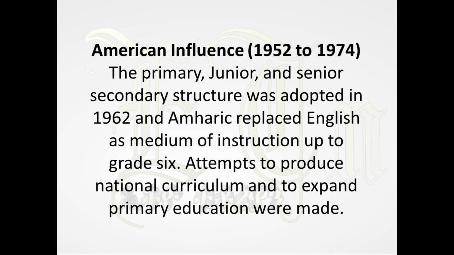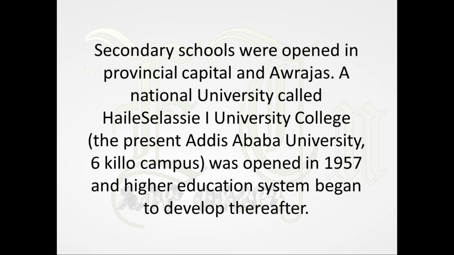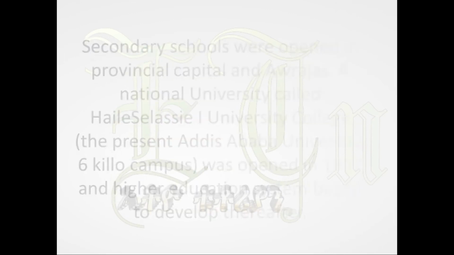Amharic replaced English as the medium of instruction up to grade 6. Attempts to produce a national curriculum and to expand primary education were made. Secondary schools were opened in provincial capitals and regions. A national university called Haile Selassie University College, the present Addis Ababa University, 6 Kilo campus, was opened in 1957 and the higher education system began to develop thereafter.